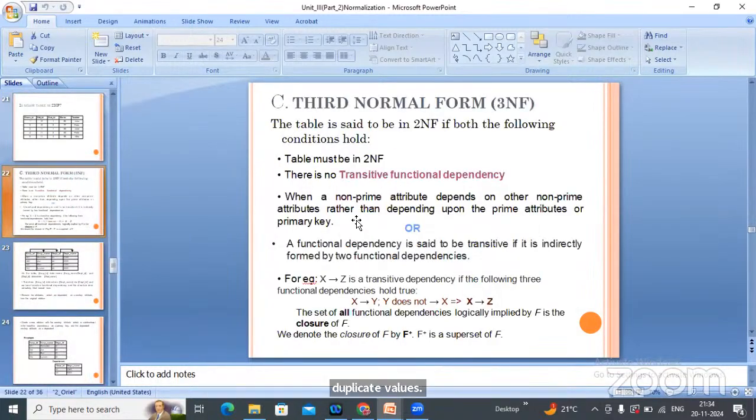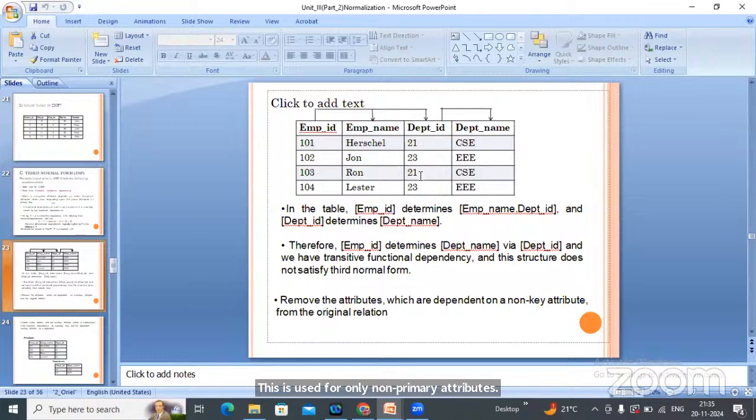Next, third normal form. Third normal form is nothing but our table should be in 2NF and there should not be transitive functional dependencies. This is used only for non-primary attributes. Suppose for example: name, roll number, branch, fee.